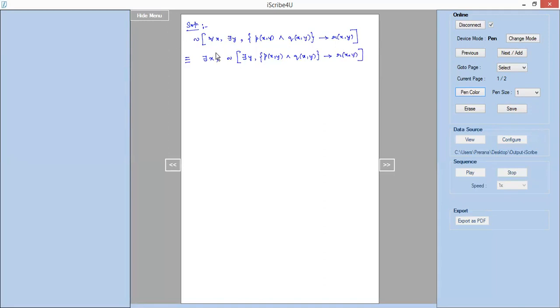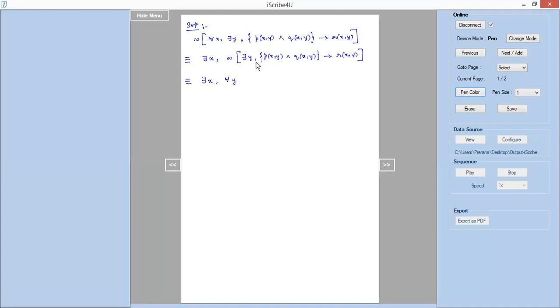Right? So what did we do here? Negation of for every x can be written as for some x, and I've taken the negation for the entire remaining expression and written it as it is. Now this in turn is logically equivalent to for some x. What is the negation of for some y? It becomes for every y.